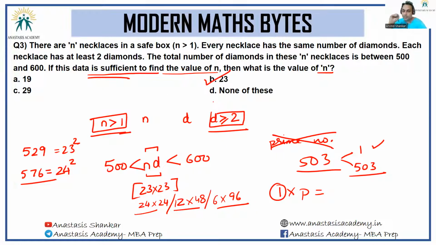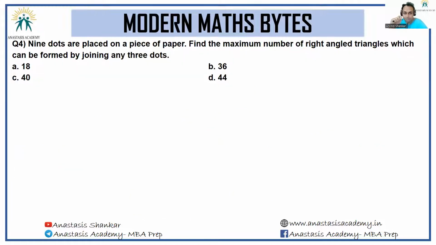option B, 23. Please, if you haven't understood it, rewatch the video, go through every argumentation. This is not a maths question, this is a theory question based on beautiful understanding of language. Okay, next question. 9 dots are placed on a piece of paper. Find the maximum number of right angled triangles which can be formed by joining any 3 dots.